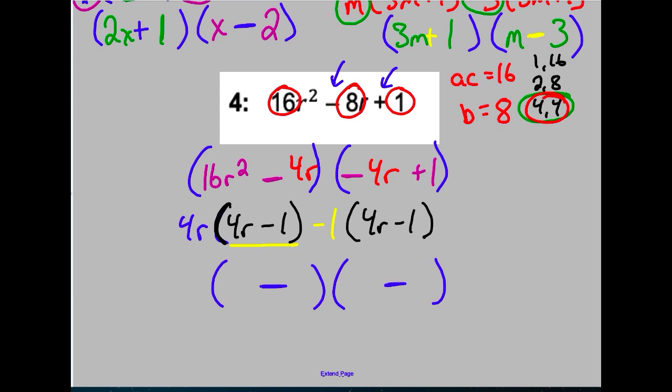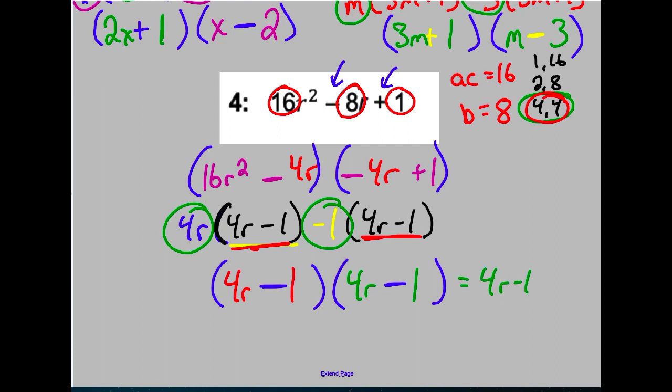Now I put the pieces together. My common piece was 4r minus 1, so that's one of my terms. And then I have a 4r and a -1 for my other term. So this ended up being 4r minus 1 times 4r minus 1, or we could also write it as 4r minus 1 squared.